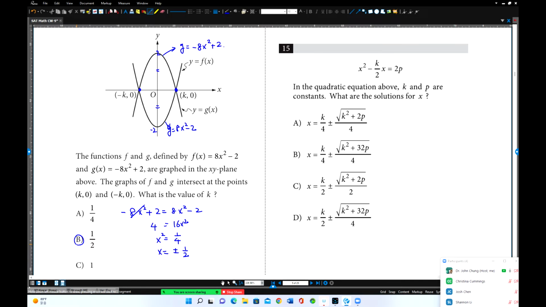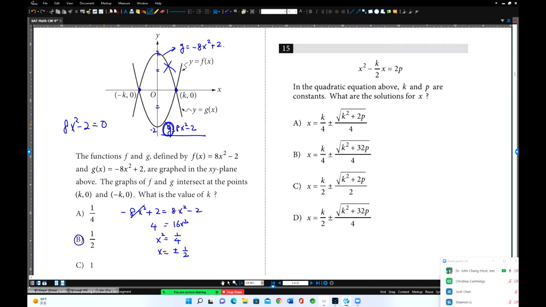Or it doesn't matter, this one is anyway the x intersection. You can take this one to find the x intersection. At this point, y equals 0, 2. Okay, we don't care about this one. Just this is the intersection of this graph. So 8x squared minus 2 equals 0. You can solve this way too.